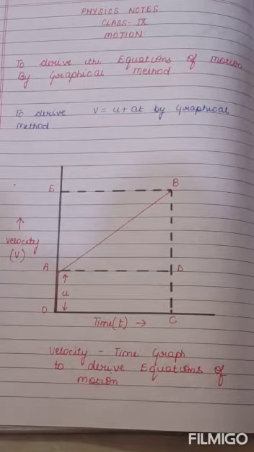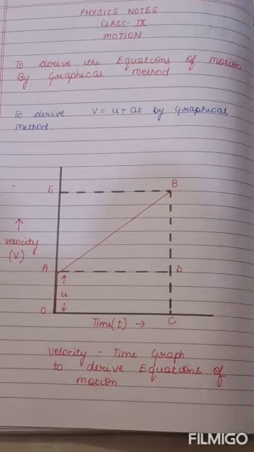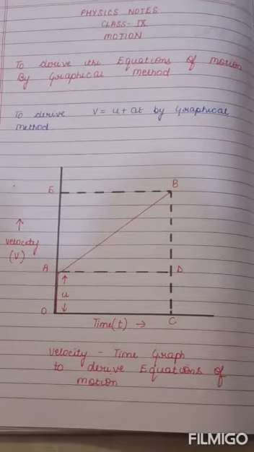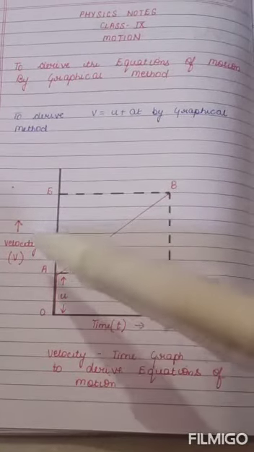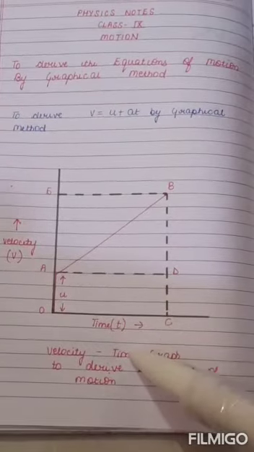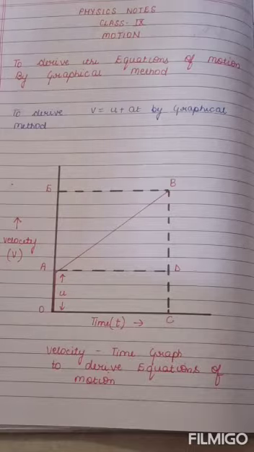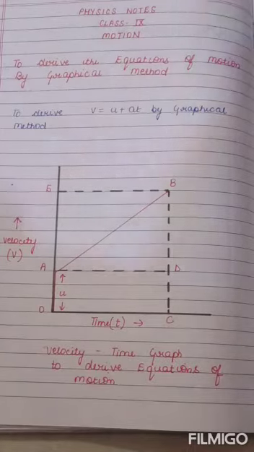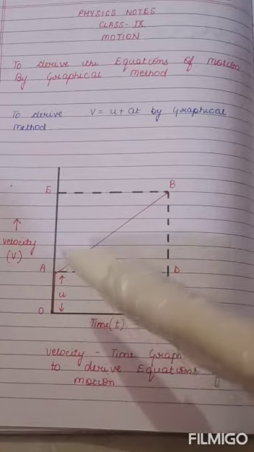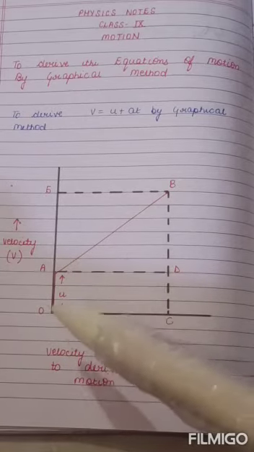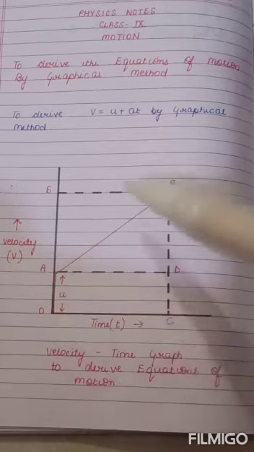Now we will derive the first equation of motion, that is V is equal to U plus AT, by graphical method. Here you can see a graph plotted between velocity and time. This graph is very important as it will be utilized to solve all the three equations of motion. From this graph you can see OA is representing the initial velocity and OE is representing the final velocity V.